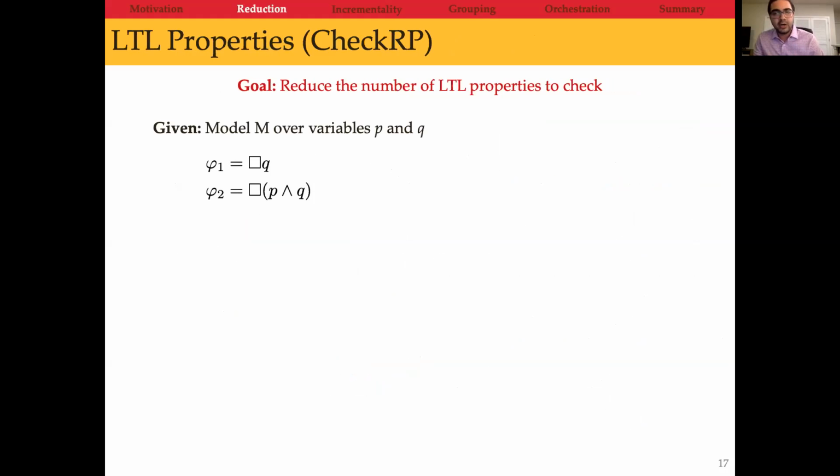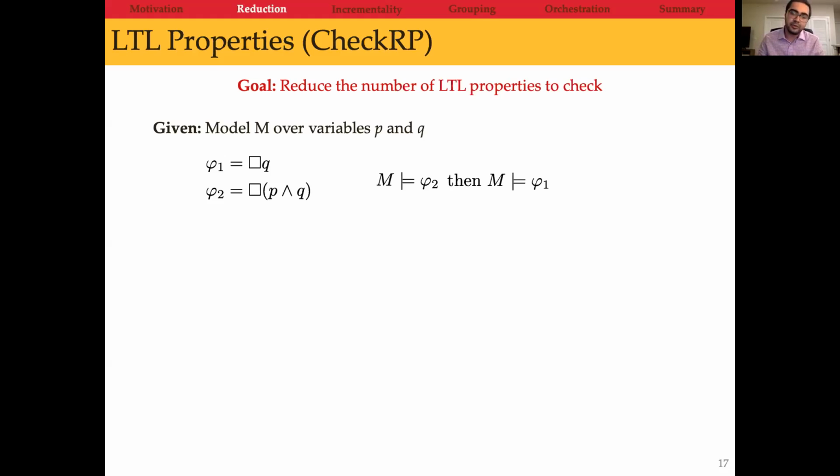Now let's look at how D3 reduces the number of LTL properties to check. And it does the reduction by focusing on finding the semantic dependencies between properties. So to give you an example of what I mean by semantic dependencies, let's say that we have a model M over 2 variables, P and Q. And then we have 2 LTL properties, phi1 and phi2. So phi1 expresses that the variable Q holds in all possible states of system M, whereas phi2 represents that variables P and Q hold in all possible states of system M.